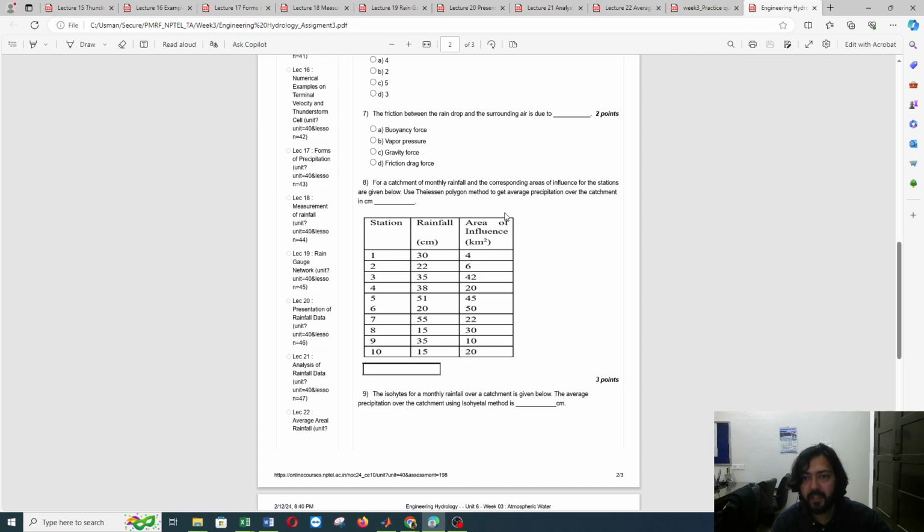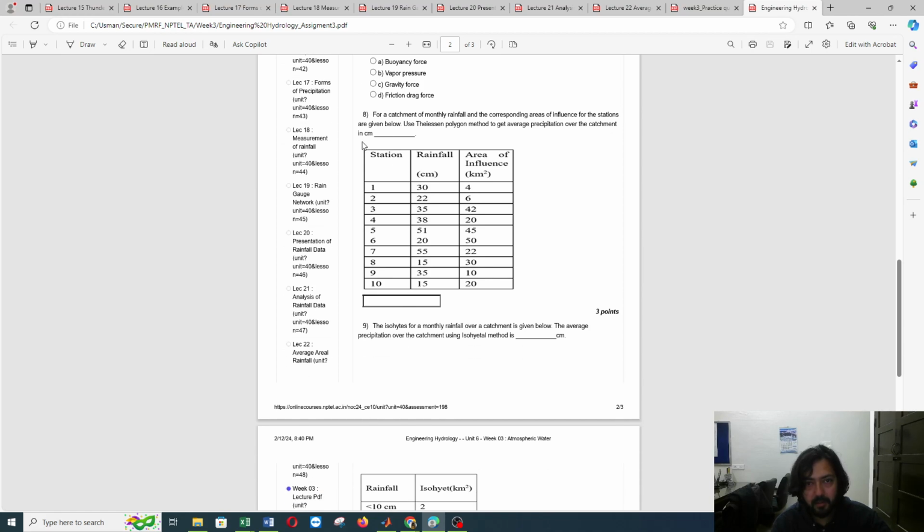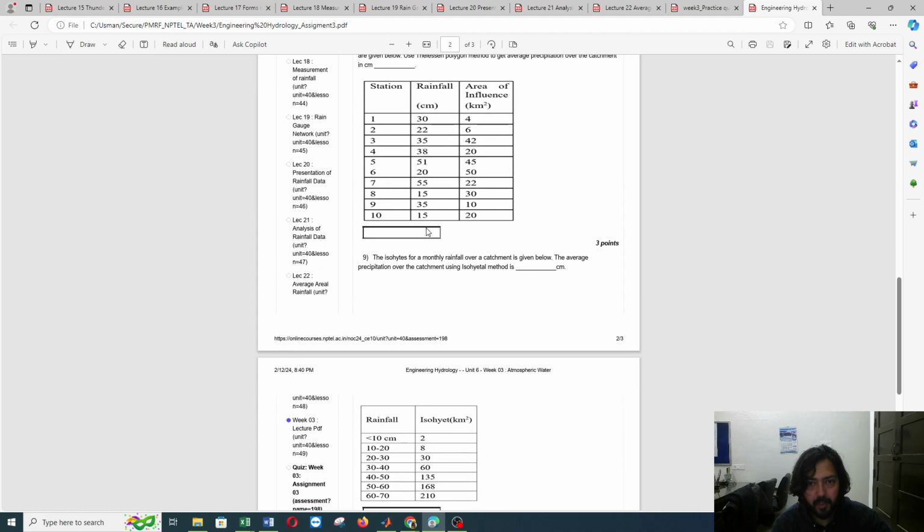The eighth question is very simple. You just have to use the Thiessen polygon equation, P bar. They have given rainfall for individual stations and they have given the respective areas. They haven't even asked you to calculate the area. You just have to multiply and add and divide by the total area. It will give you the final answer. Just make sure that the answer is in centimeter. The rainfall is in centimeter, it means the final answer would also be in centimeter. So that is not a thing to worry.